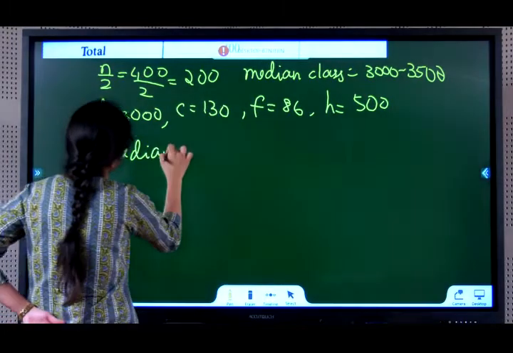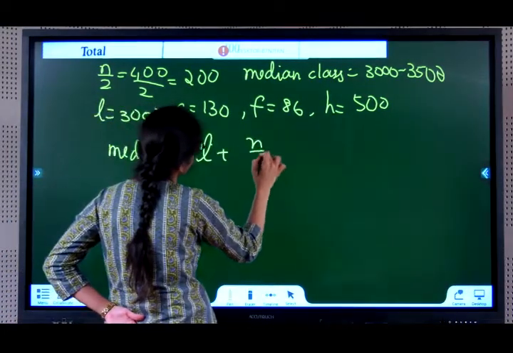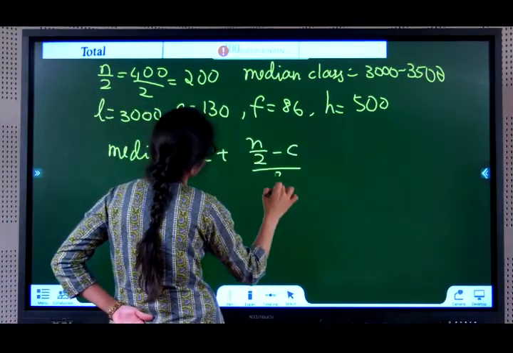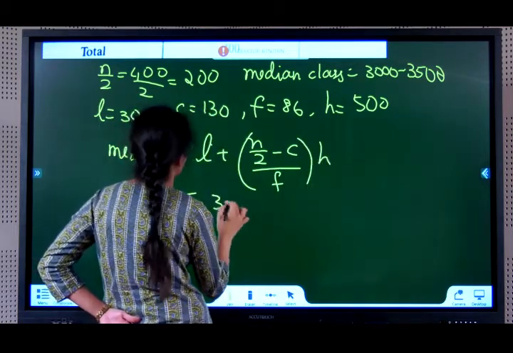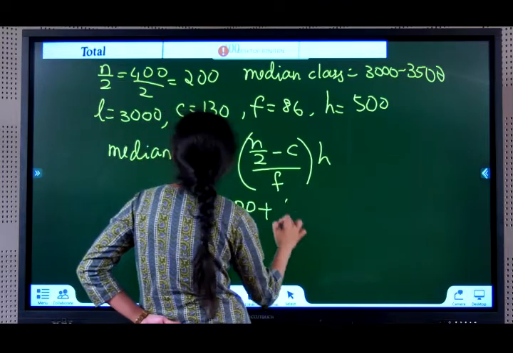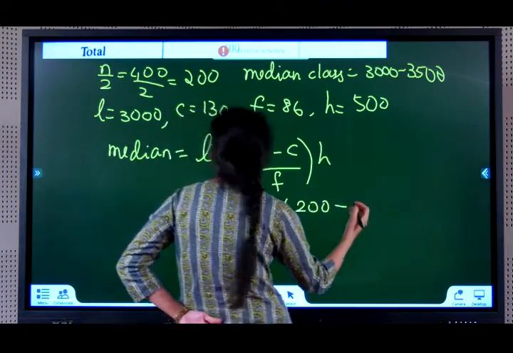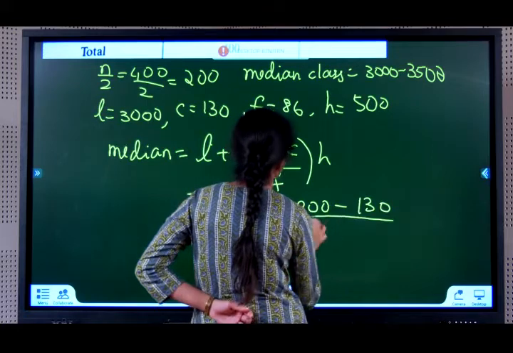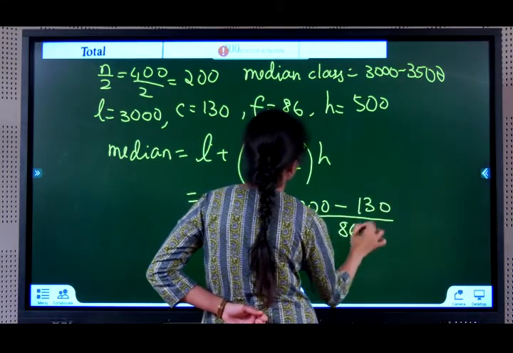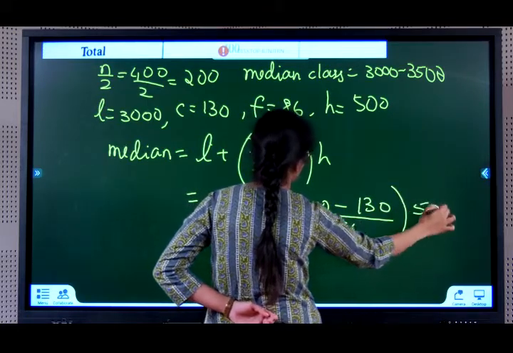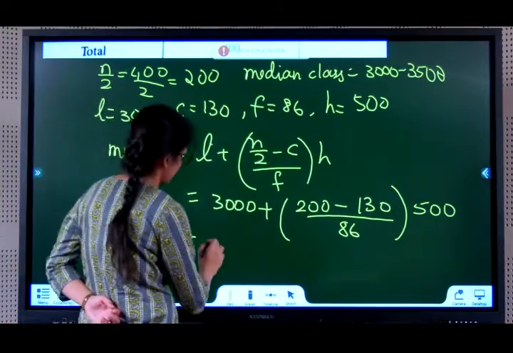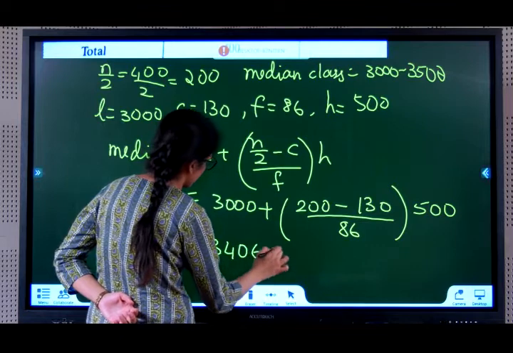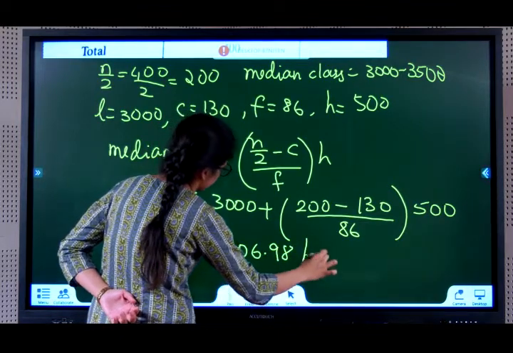So median is equal to L plus n by 2 minus C by F into H. L 3000 plus n by 2 200 minus C 130 by F 86 into H 500. Solve it. Let's see what you get. We get 3406.98 hours.